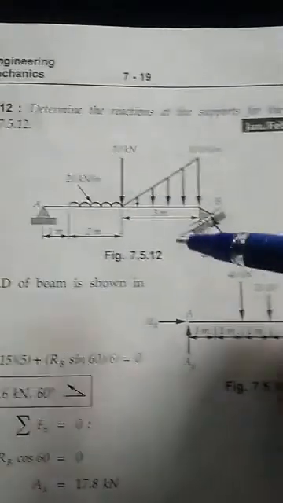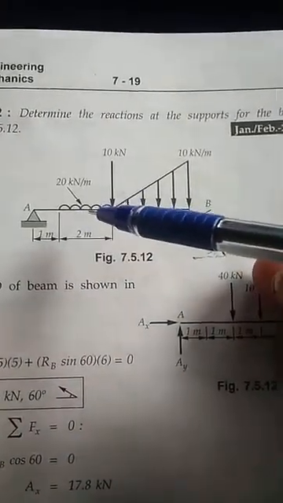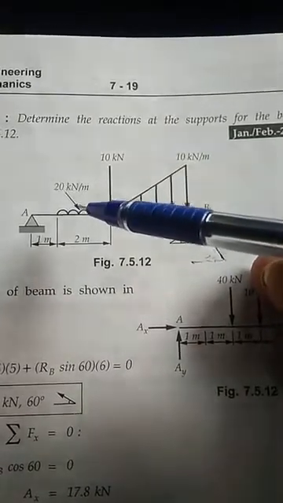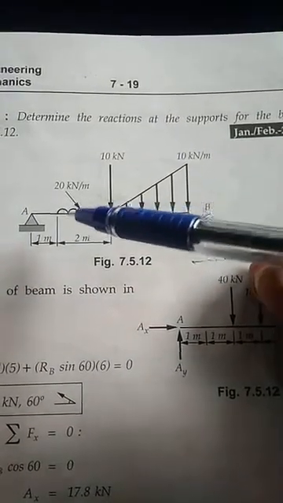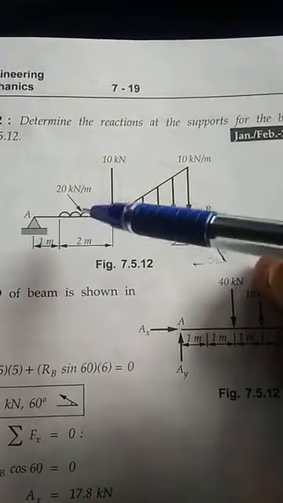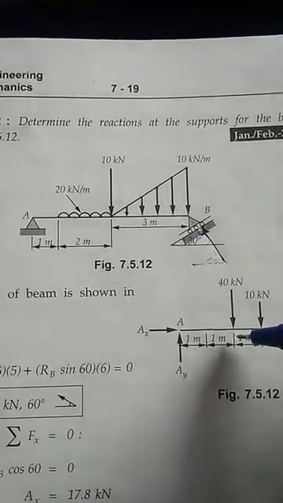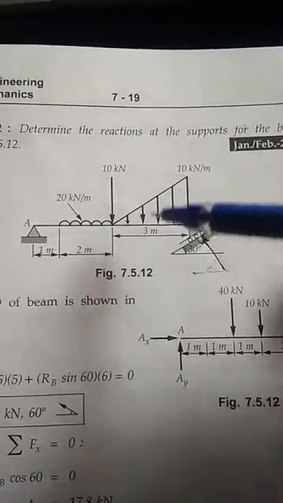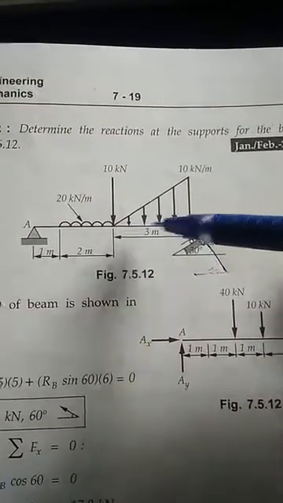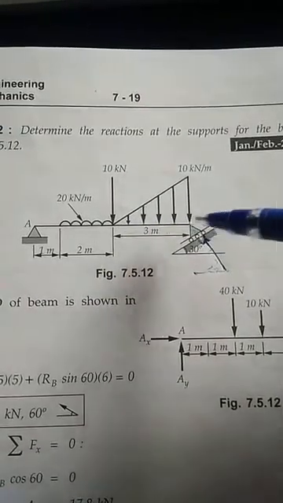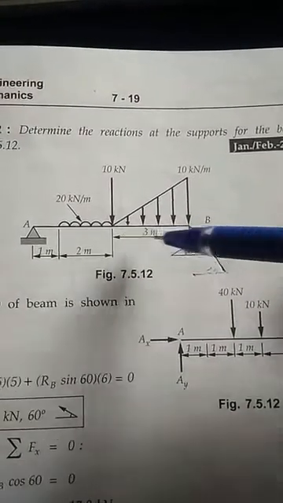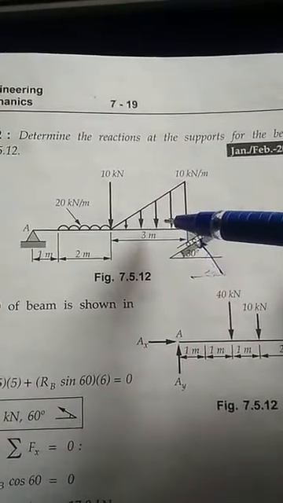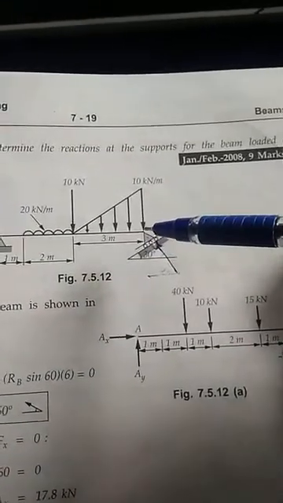Okay, so we have simplified this: 20 into 2, that is 40 kilonewton, the magnitude of the UDL converted into a concentrated load. It will be acting at the center, so that is 1 meter from this load. Next is the triangular load. It will be acting at 2/3 from this end and 1/3 from this end.